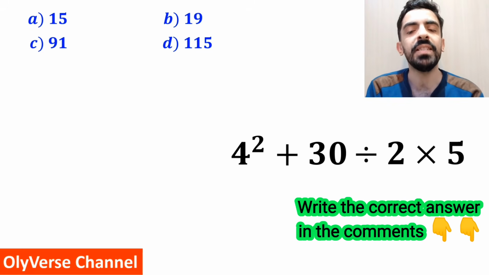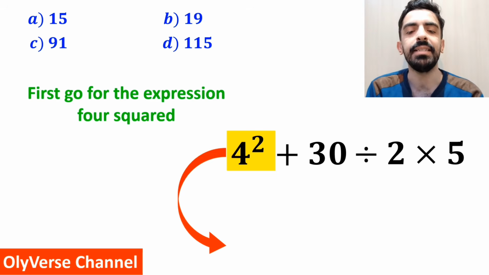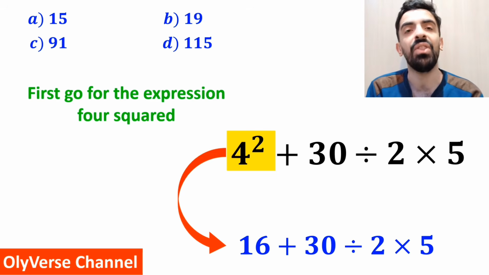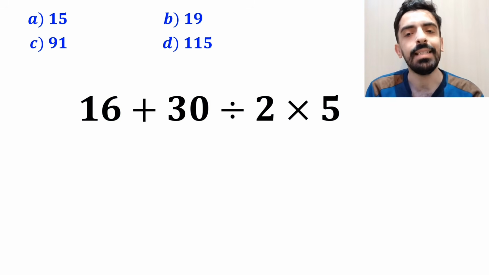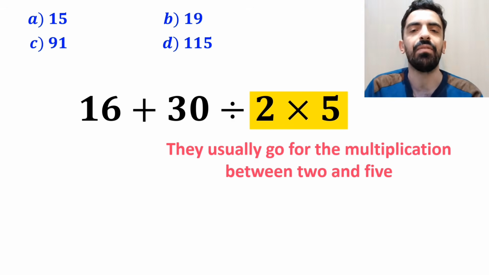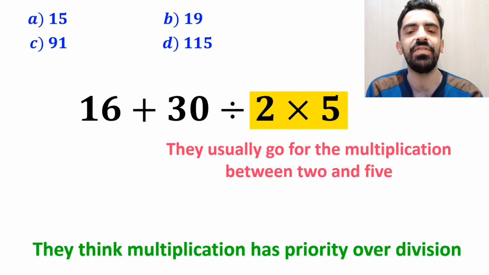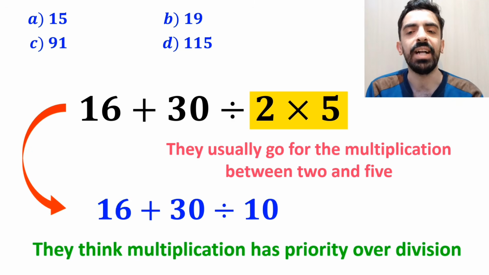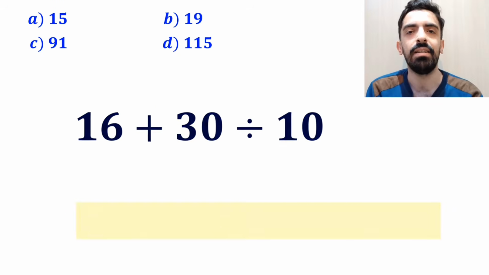Also, some other people when solving this question first go for the expression 4 squared and they simplify to 16 plus 30 divided by 2 multiplied by 5. In the next step, they usually go for the multiplication between 2 and 5 because they think multiplication has priority over division. So, they rewrite this expression as 16 plus 30 divided by 10.